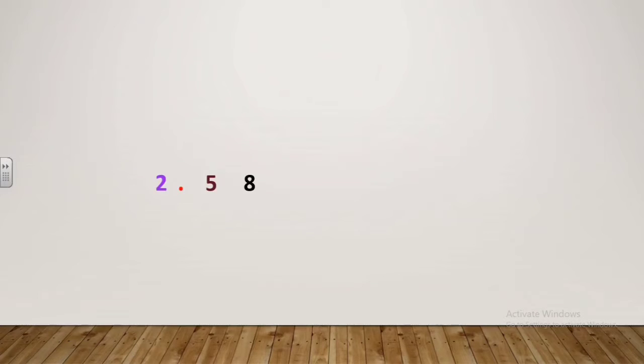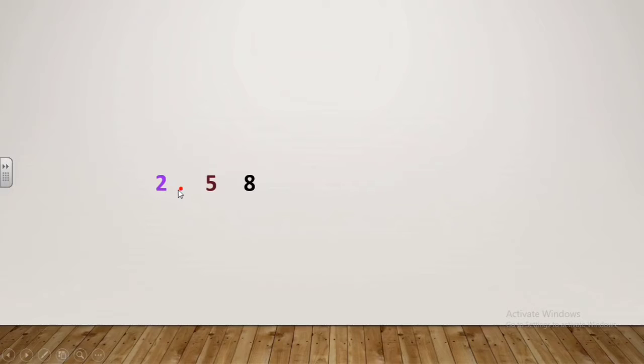Okay, let's start. First of all, if we have this number, 2.58, today we will learn how we can read this number, okay? And we will know the name of the place of each digit. So we start from the decimal point. This point is called the decimal point, okay?